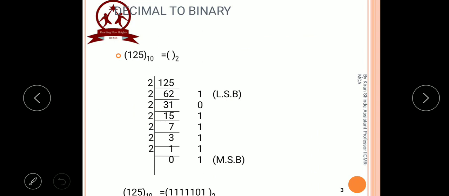Continue the division. Divide 62 by 2. You will get 31 as the quotient, 0 as the remainder. And likewise, you continue till you get quotient as 0 and finally the remainder as 1. And now while writing the final answer, you are going to write it in the bottom to top manner. So the final answer will be 1111101, that is 5 times 1 and 0 1. Now let us try to solve one more problem.